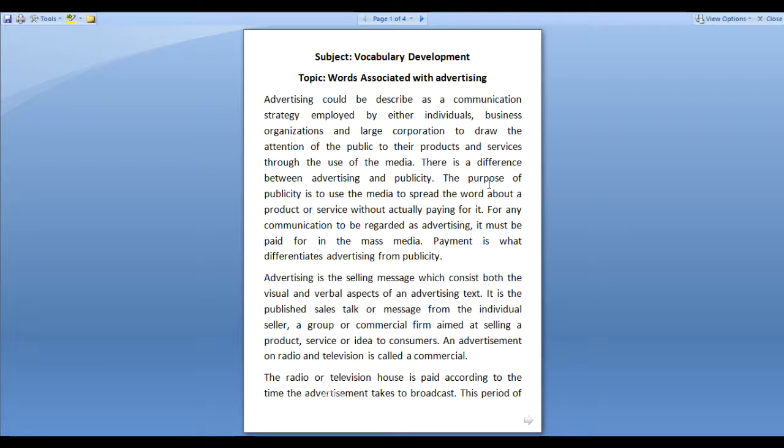That is why whenever you are listening to a radio show or viewing a TV show, as the case may be, and you hear "let's go on a commercial break," this simply means that they are going for a paid advertisement. That means that advertisement at that particular time is not free, so it cannot be called publicity. Now again, the radio or television house is paid according to the time the advertisement takes to broadcast. So the longer your advertisement, the more money you are expected to pay the media house.